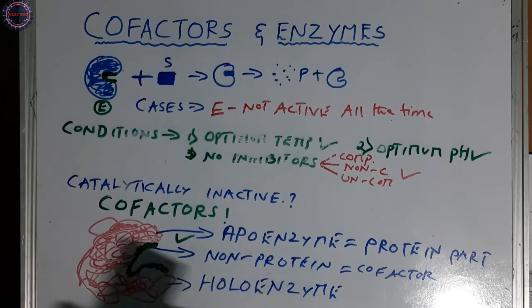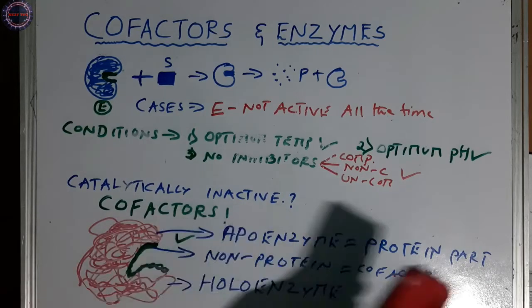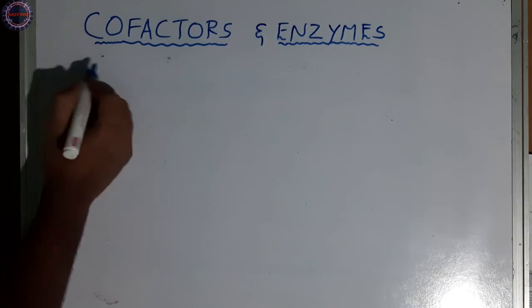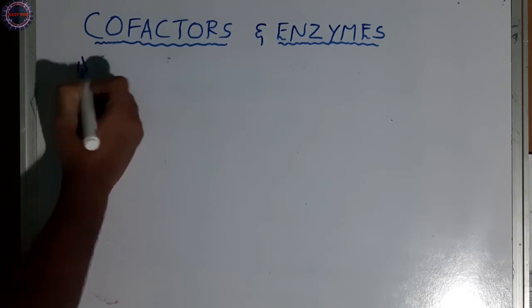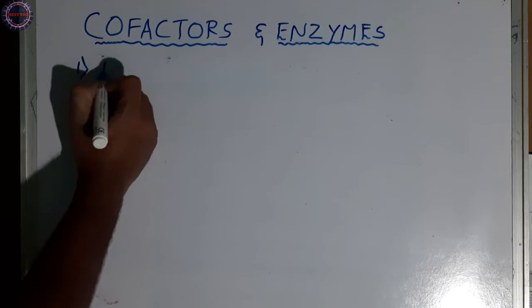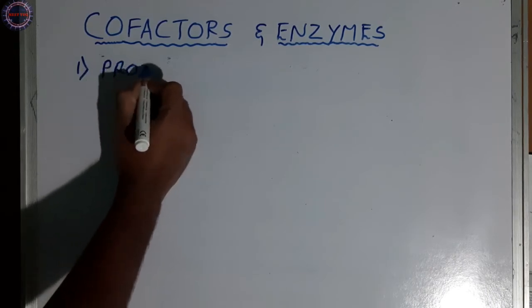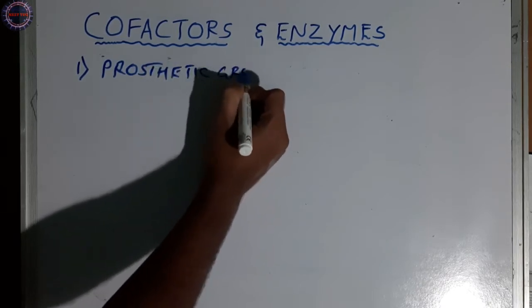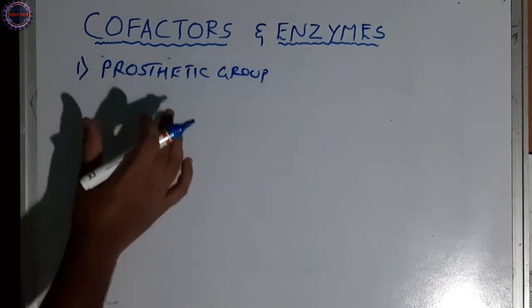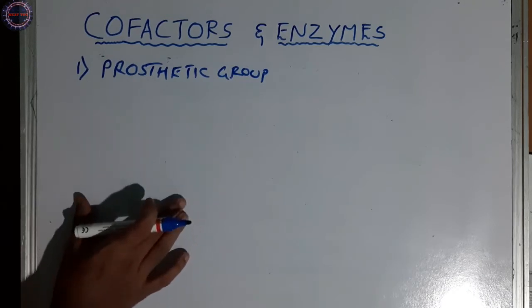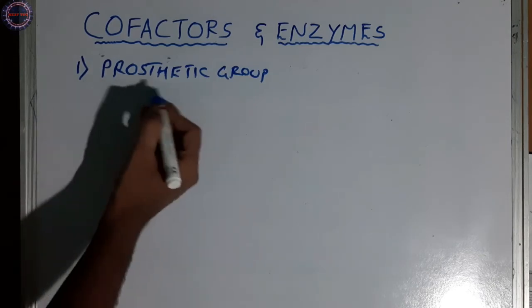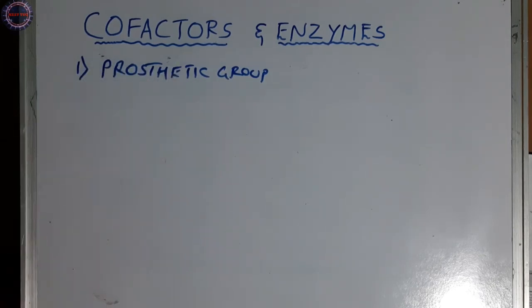It's very simple. Let me erase it, and let me discuss the different types of cofactors. Now we will see the first type of cofactor. There are three types actually. The first type of cofactor is called the prosthetic group. The second type is called coenzyme, and the third type of cofactor is called metal ions. We don't have space here, tiny space. So let me discuss the prosthetic group first. What is this prosthetic group?